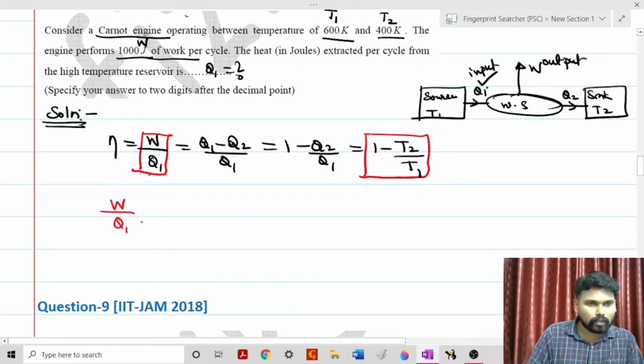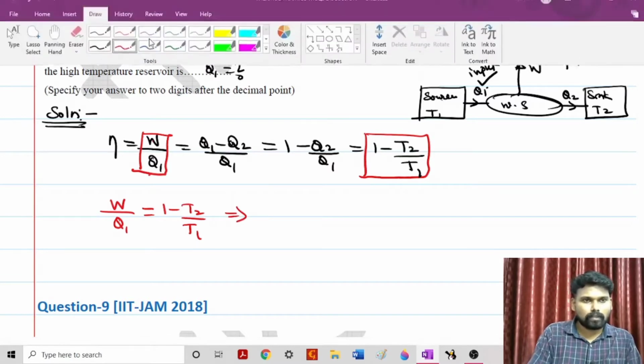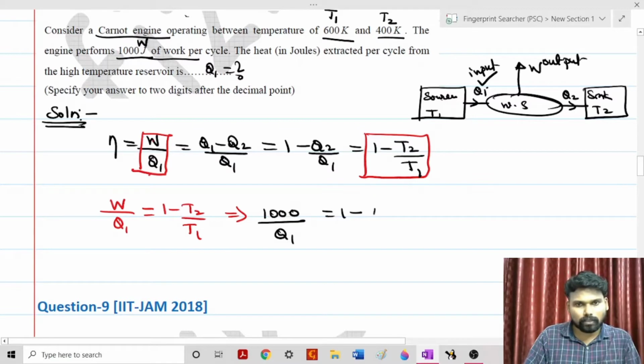So W by Q1 is equal to 1 minus T2 by T1. Using this formula, you can find what we have to find: Q1, the heat extracted from the high temperature reservoir. So I will substitute these values. W is 1000 joule, given in the question. Q1 we have to find out. T2 is 400 Kelvin and T1 is 600 Kelvin. It has to be in Kelvin.